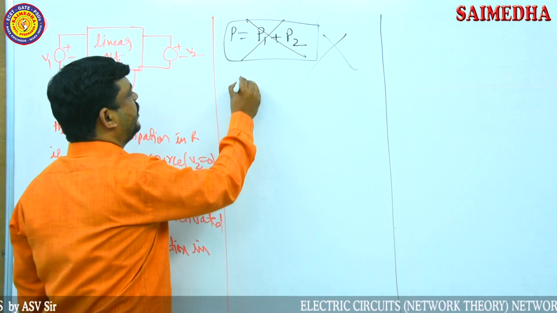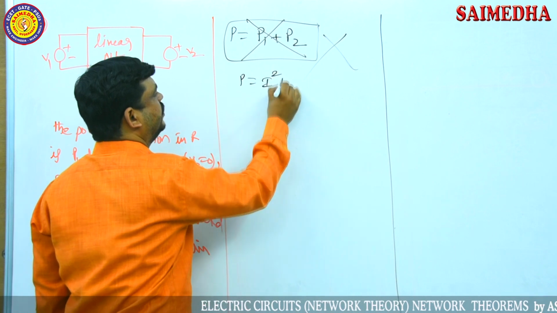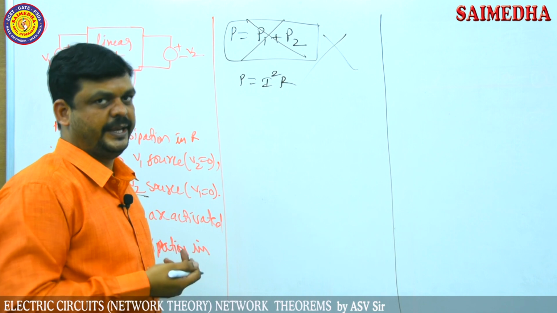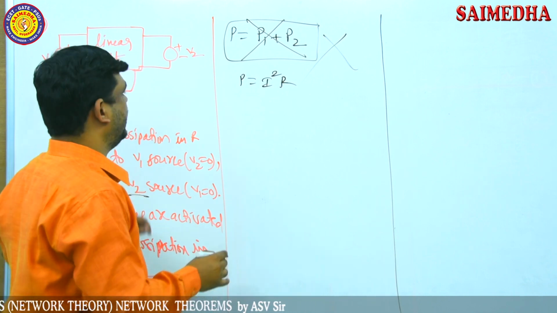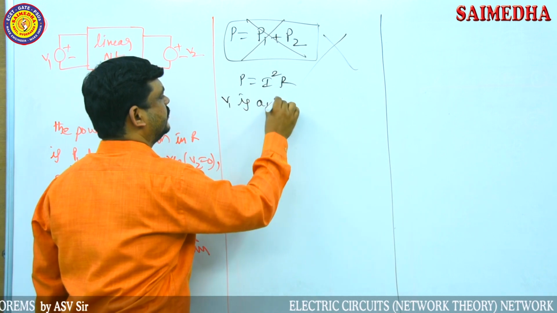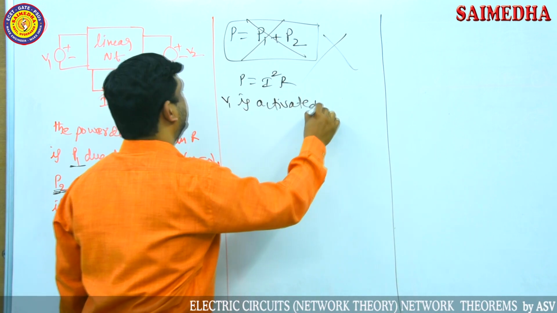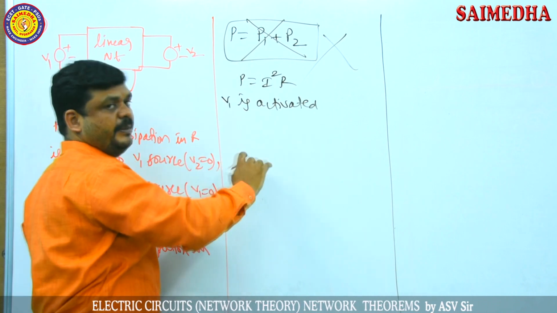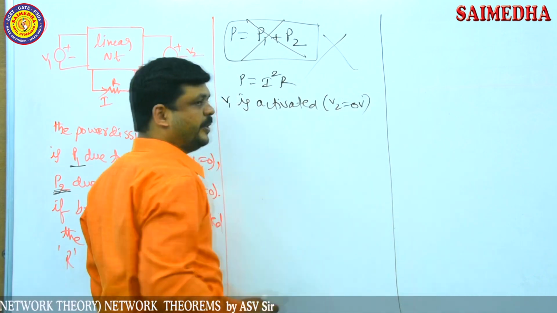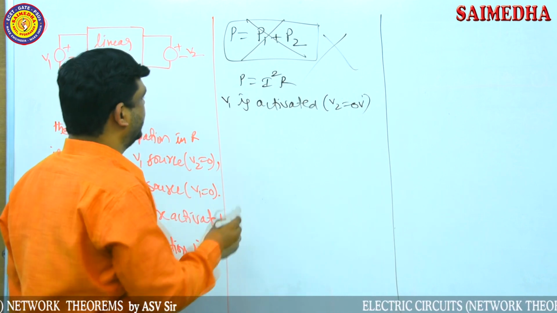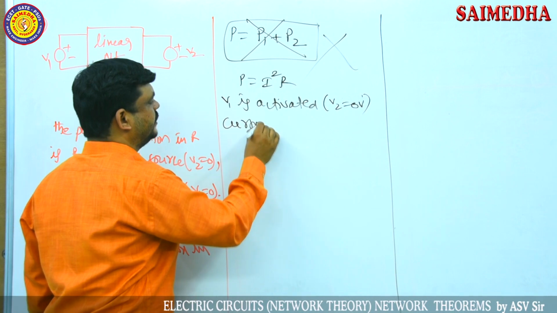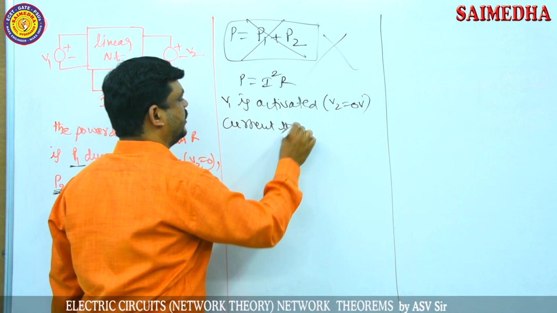Generally the power equation is I square into R. So I want to find out I here. To do that, initially I am assuming V1 is activated. If V1 is activated, V2 is eliminated, which means V2 now becomes 0. If V1 is activated, the current through the resistor R is considered.